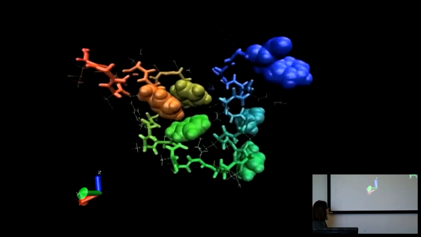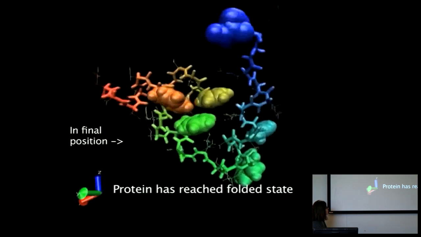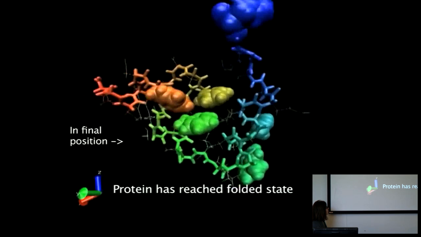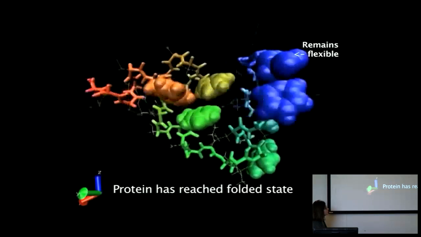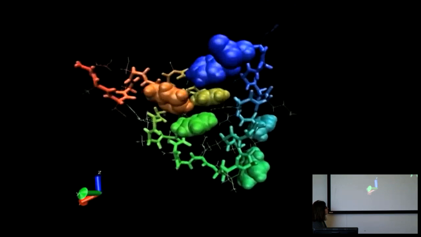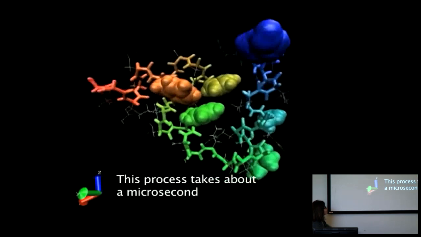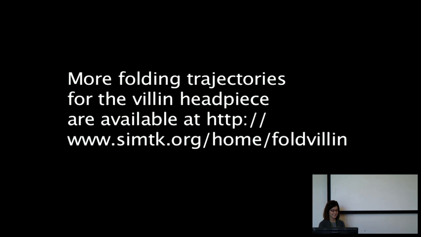And so, for example, here it's finally reached the folded state, where the aromatic residues in red and green are basically in their final spot. The blue phenylalanine is flapping around, but that's the way it would be in nature. That part's not structured. It's basically reached the folded state and is perfectly happy to stay like this for a very, very long time. That takes a microsecond. Is that awesome or what?